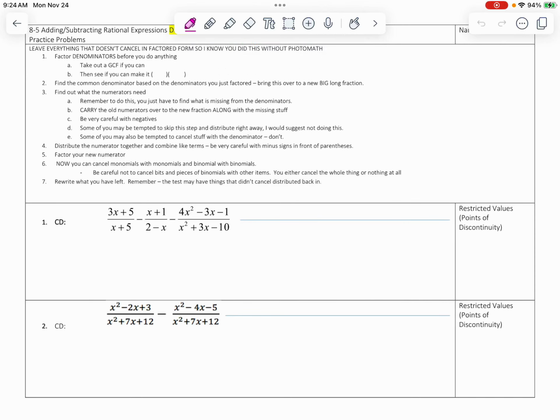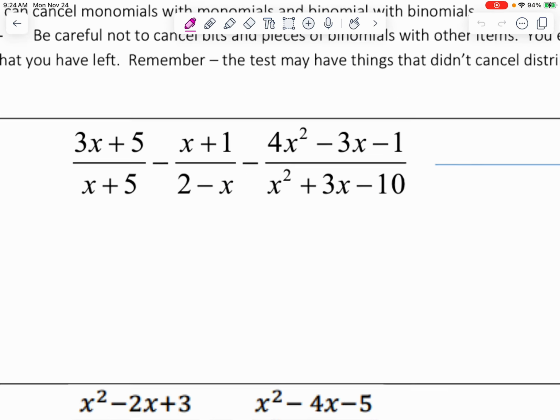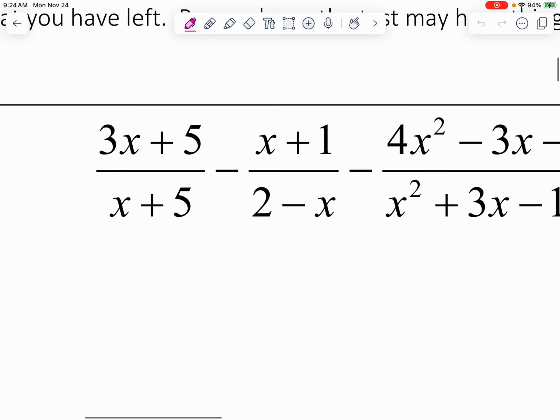Hey, I wanted to make this video for any absent students for the 8-5 Part 2 practice problems. So your 7 steps are up here. We're still adding and subtracting rational expressions, meaning expressions that look like fractions, okay? So we've got fractions with x's in them.